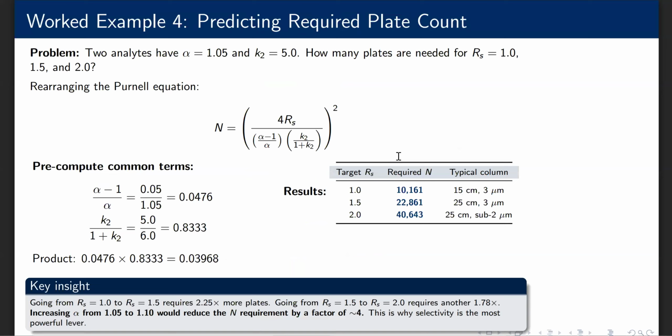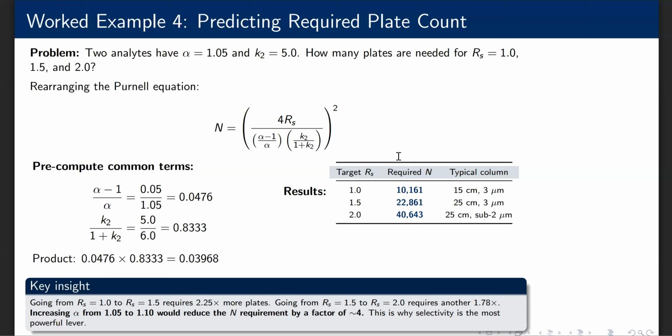Let's try our fourth worked example, and as always, pause and check it before moving on. So this example quantifies exactly how expensive it is to rely on efficiency alone. With an alpha of only 1.05, the selectivity term is very small at 0.0476. With K2 of 5.0, the retention term is 0.8333. Multiplying these gives 0.0397. Now, for RS of 1.0, you need about 10,000 plates. For RS of 1.5, you need about 23,000.